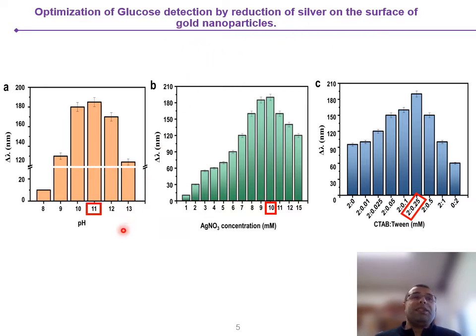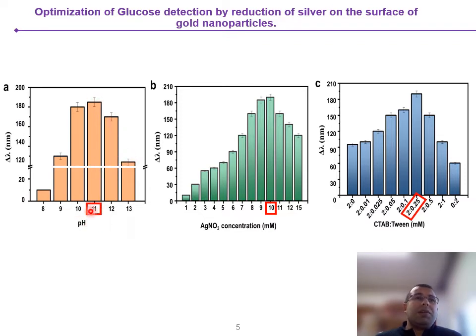So we optimized three factors. First one is pH, then concentration of silver ion, and concentrations or types of CTAB. First, the pH. All of us know that glucose is a reducing agent, but it does not work unless in basic medium. So we changed the pH from 8 to 13 to get the optimum pH. With increasing pH, the shift in wavelengths increases until reaching 11. After that, the shift decreases.